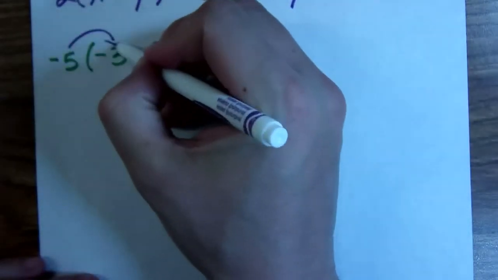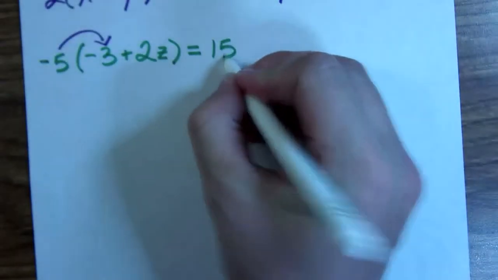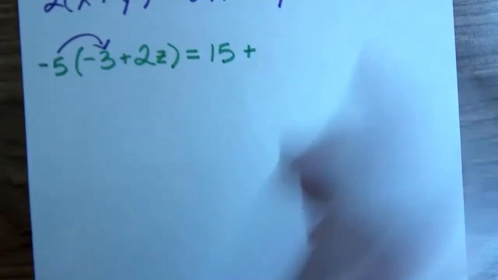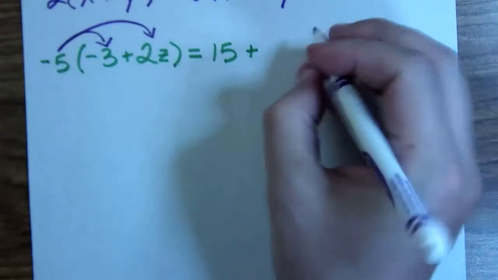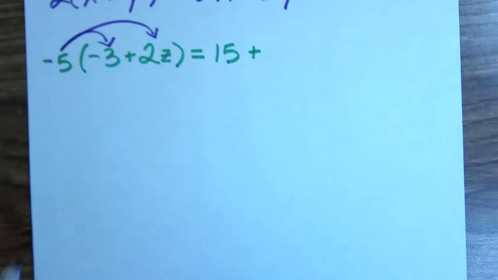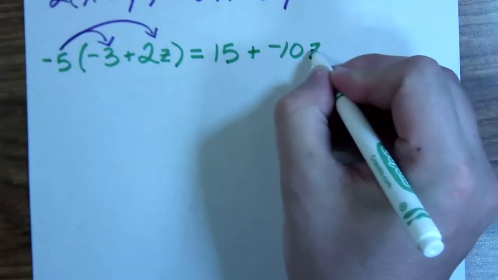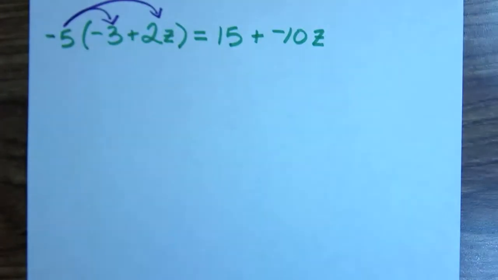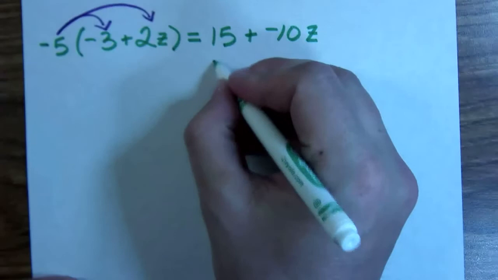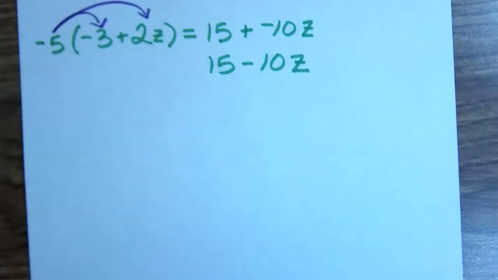-5 times -3 is positive 15, plus 10z, or -10z. -5 times 2z, negative 10z. Wouldn't that just be minus 10z? Yeah, it would be totally fine. In fact, I might even encourage you to do 15 minus 10z. That is also acceptable.